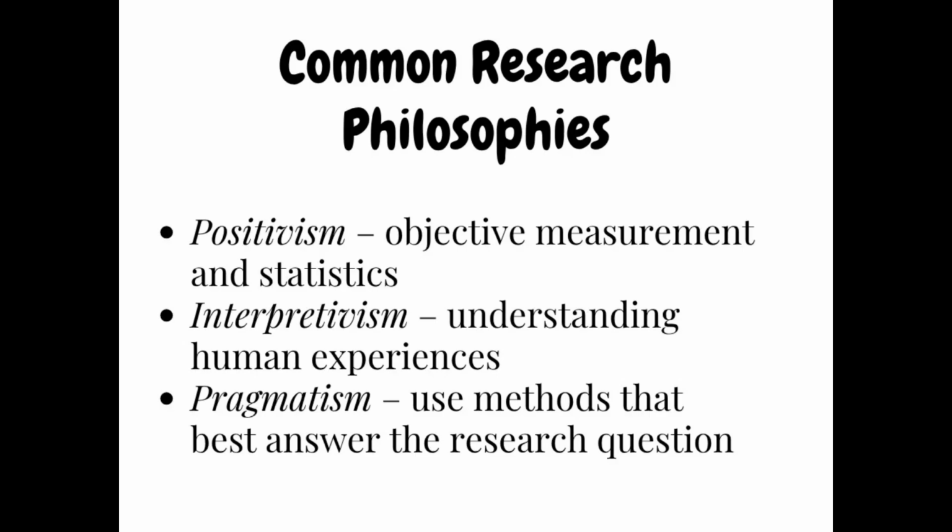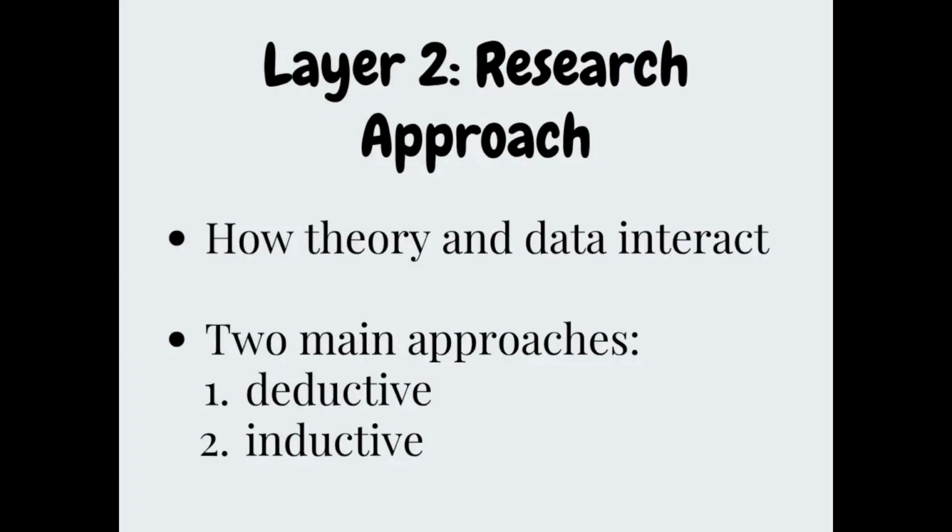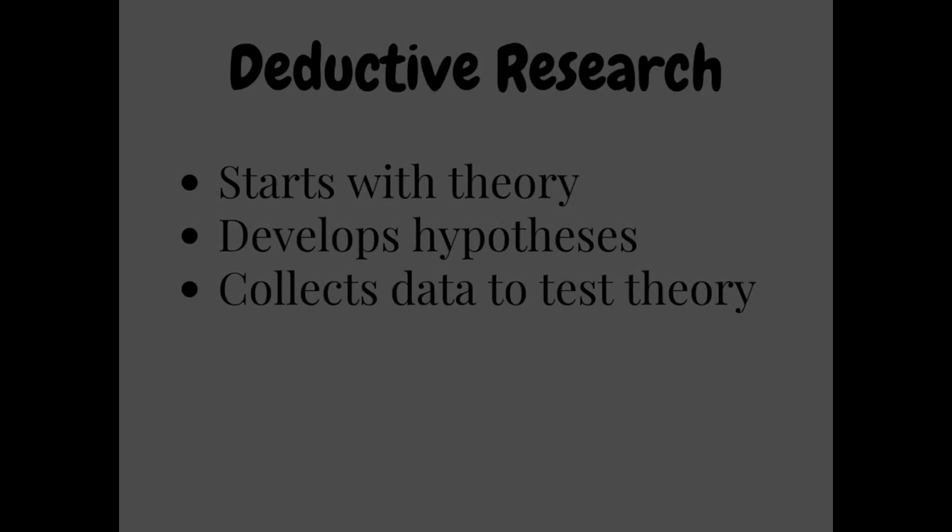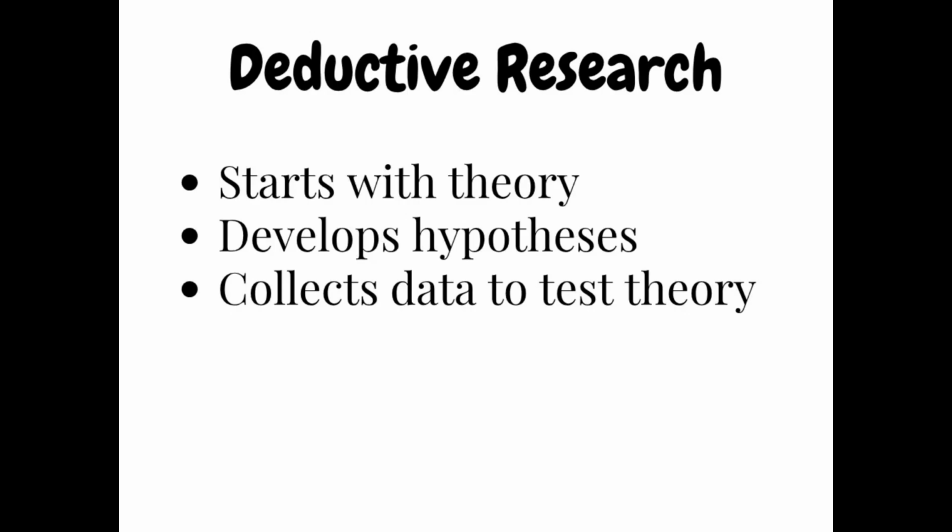The next layer is the research approach. This refers to how theory and data interact in your research. There are two main approaches: deductive and inductive. The deductive approach starts with existing theory. The researcher develops hypotheses based on that theory and then collects data to test them. The process follows a logical path: theory, hypothesis, data collection, and analysis. This approach is commonly used in quantitative research.